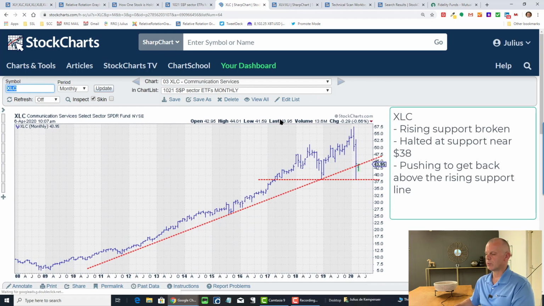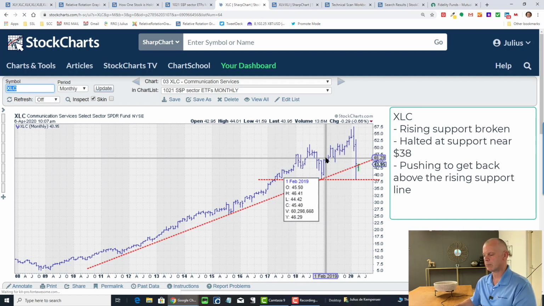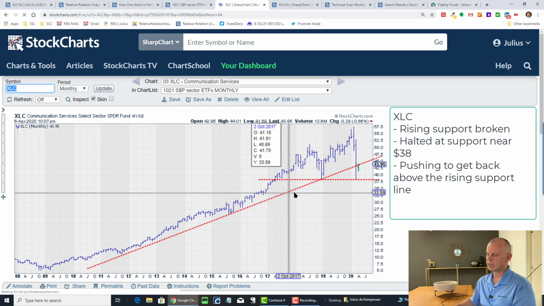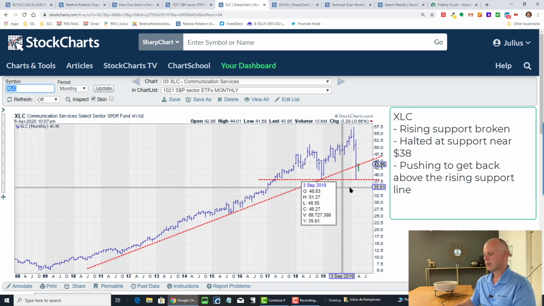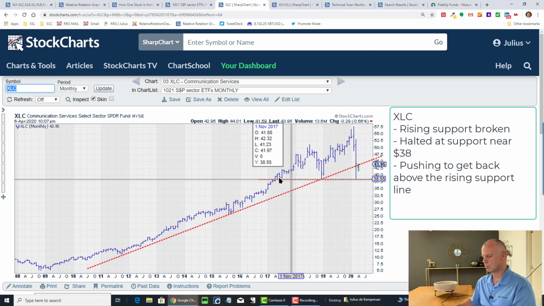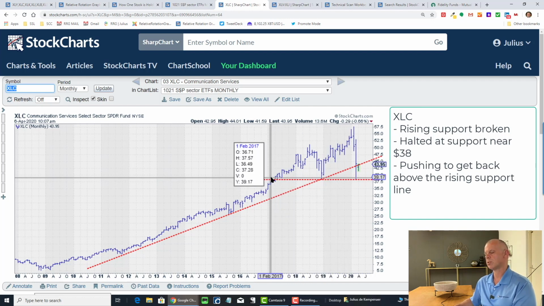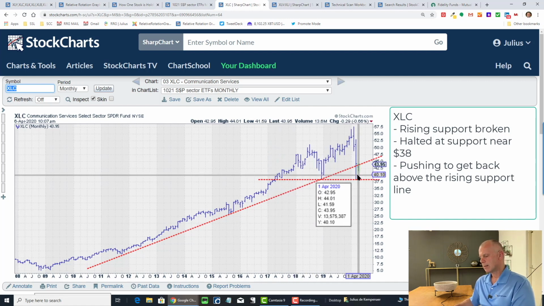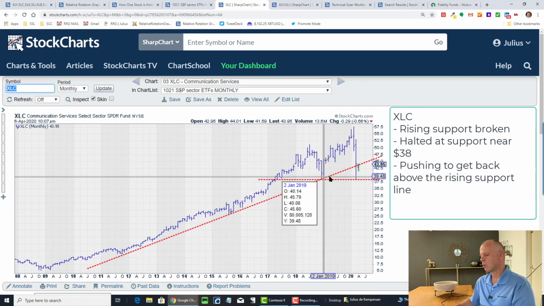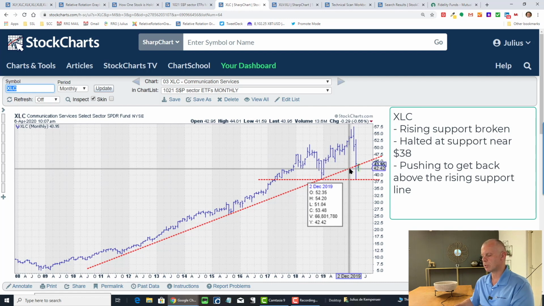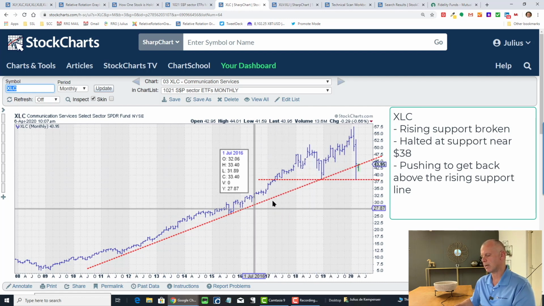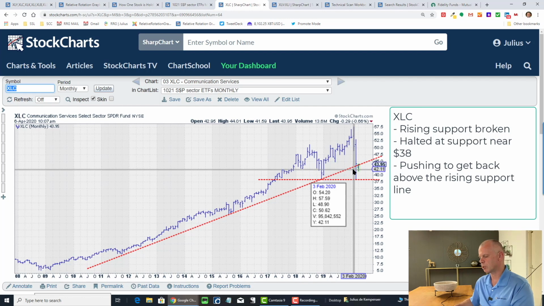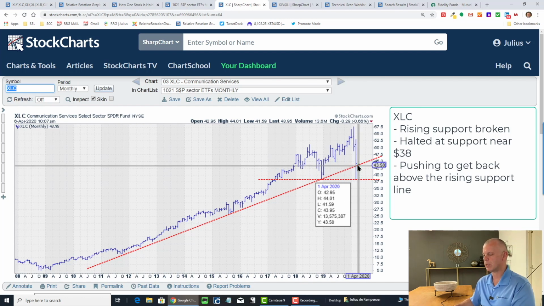If we go to communication services, we see a similar pattern, although not like the nice double top that we saw in materials, but the rising support line has been broken. We tested the horizontal support, which is actually not too old. It's the December low of last year, and we're now crawling back up. This week, this month, it's going to be interesting to see how strong this resistance coming from that trend line will be, because we're actually pushing against it as we speak, basically.